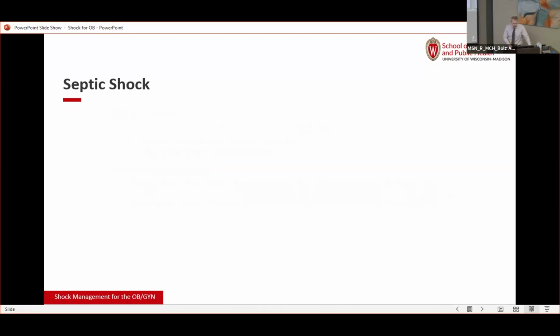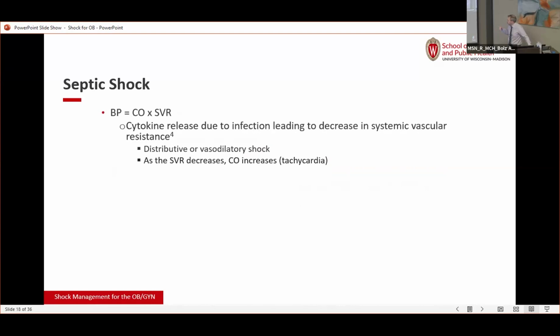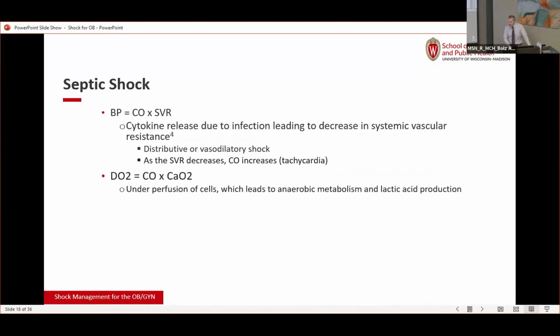And so, gotta get back to our equations here, all right? So blood pressure equals cardiac output times SVR. All right, you've got this cytokine storm, right, that happens with the infection, which decreases your systemic vascular resistance, okay? We call this a distributive or vasodilatory shock. So as the SVR decreases, guess what's gonna go up? Your cardiac output's gonna increase because you're trying to maintain that, so the patients get tachycardic, okay? They're working harder to get that blood around.